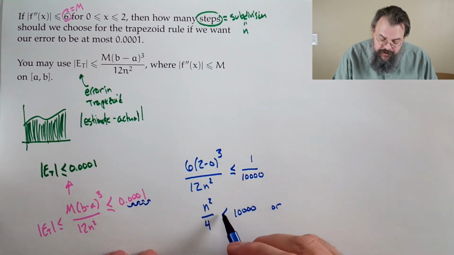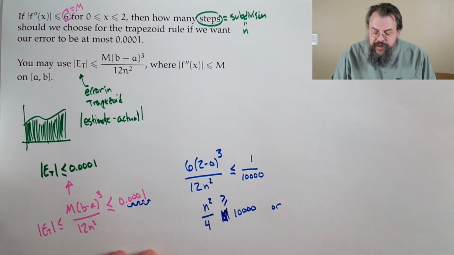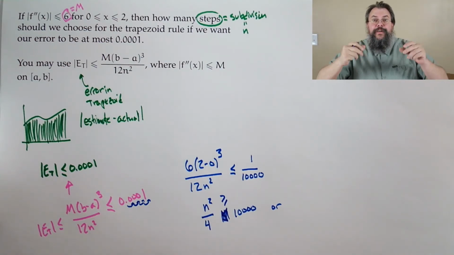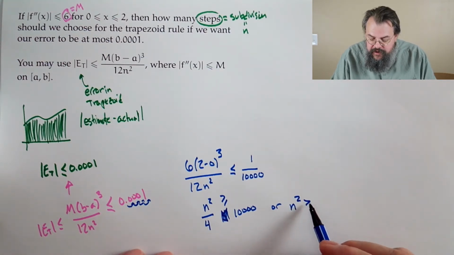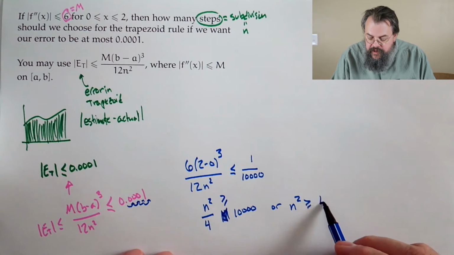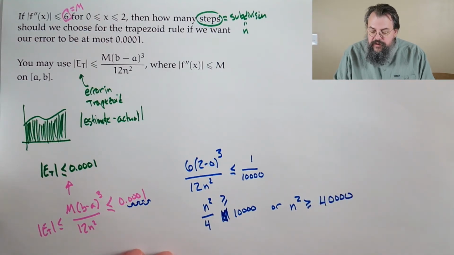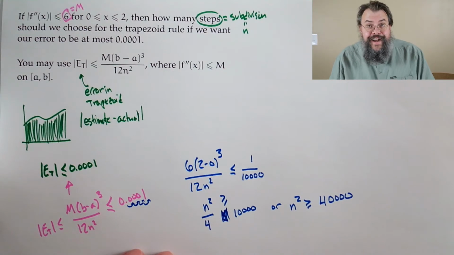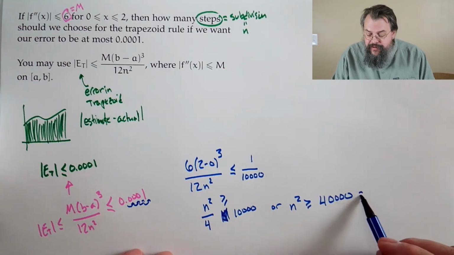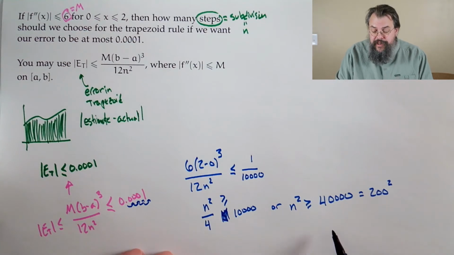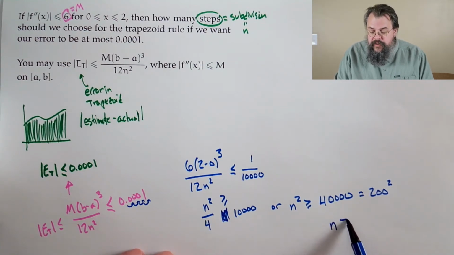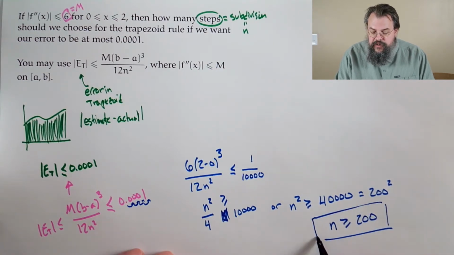when we flip, what happens to our inequalities? It's greater than or equal to. Because when you flip, you got to reverse your inequality. Or n squared has to be greater than or equal to 4 times 10,000, which is 40,000. Okay, now on a side note, 40,000 is the same as 200 squared. Now, finally, we say, okay, take the square root. And if we do that, we say, aha, if n is greater than or equal to 200, that is sufficient.